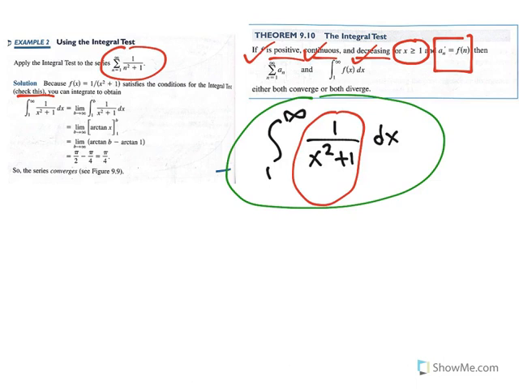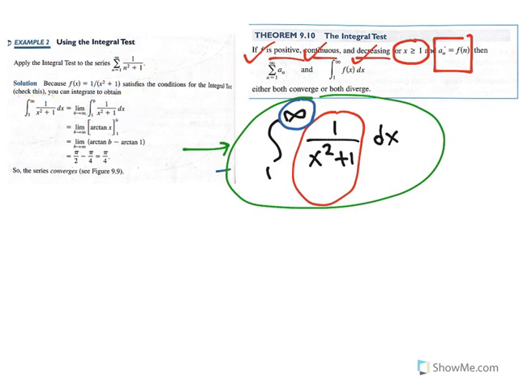So again, how do you determine whether this improper integral converges or diverges? You use the definition that we learned earlier in the lesson about improper integrals. Here's how you deal with it. You replace the upper limit of integration with b, and then you take the limit of the definite integral here as b goes to infinity.